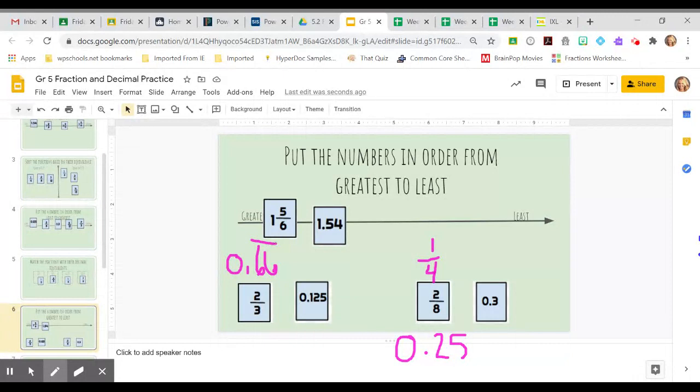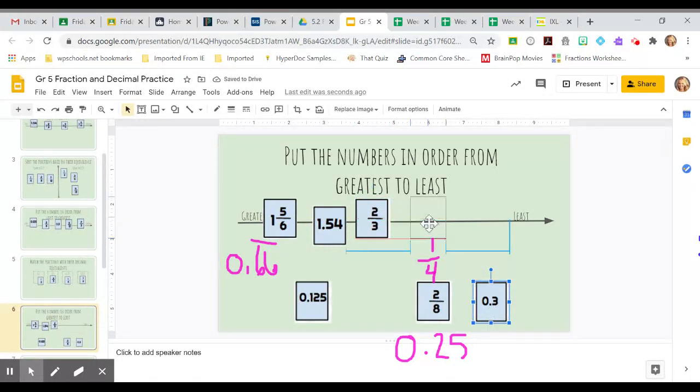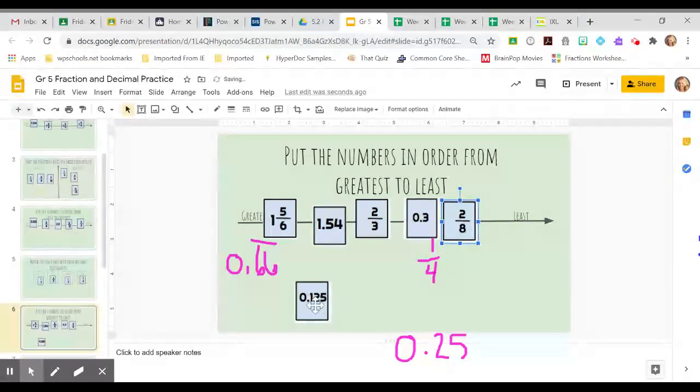So I've got 66 hundredths, 125 thousandths. Again, if we were thinking about change or coins, 66 cents. This is about 13 cents if you round it up. This is a quarter, and 3/10 would be 30 cents. So now we can look at those and put those in order. We're looking for the biggest out of the bunch, and that would be 2/3, followed by 3/10, followed by 2/8 or a quarter, and finally last is 125 thousandths, or this would be 1/8 as a fraction. Okay.